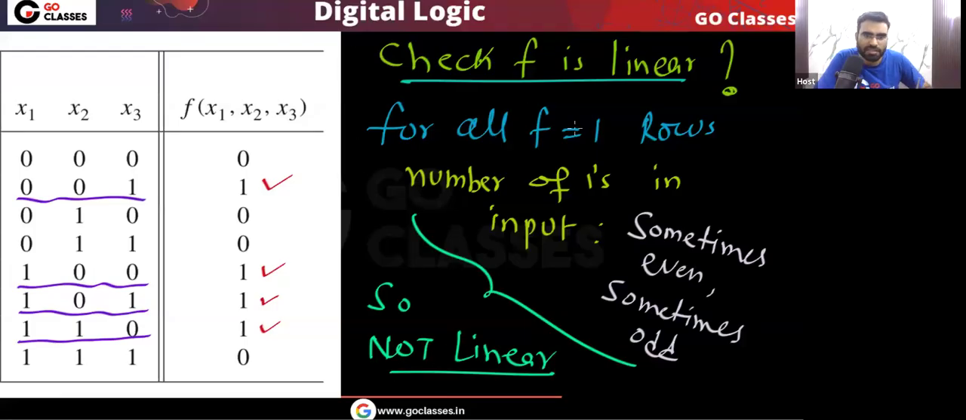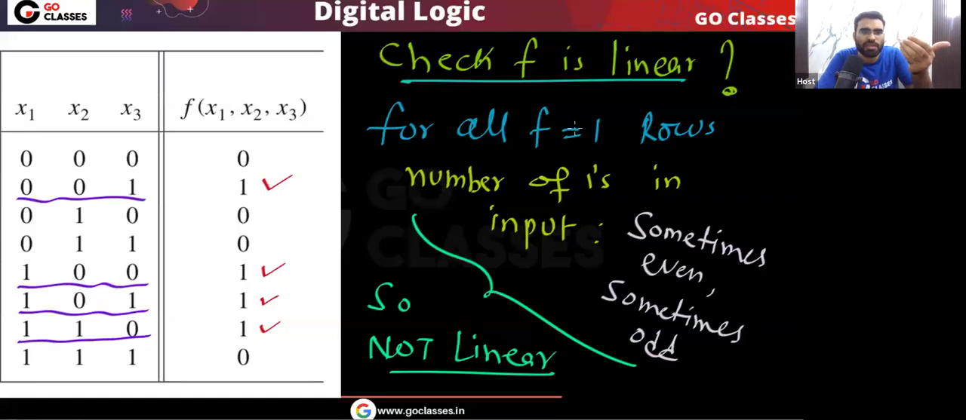A student is saying, is it necessary to remove useless variables? Yes, it is necessary to remove useless variables for linearity, to check whether a function is linear or not. That is the reason I told you that before you check linear, first you make sure there is no useless variable. You don't have to minimize, you just have to make sure that there is no useless variable.